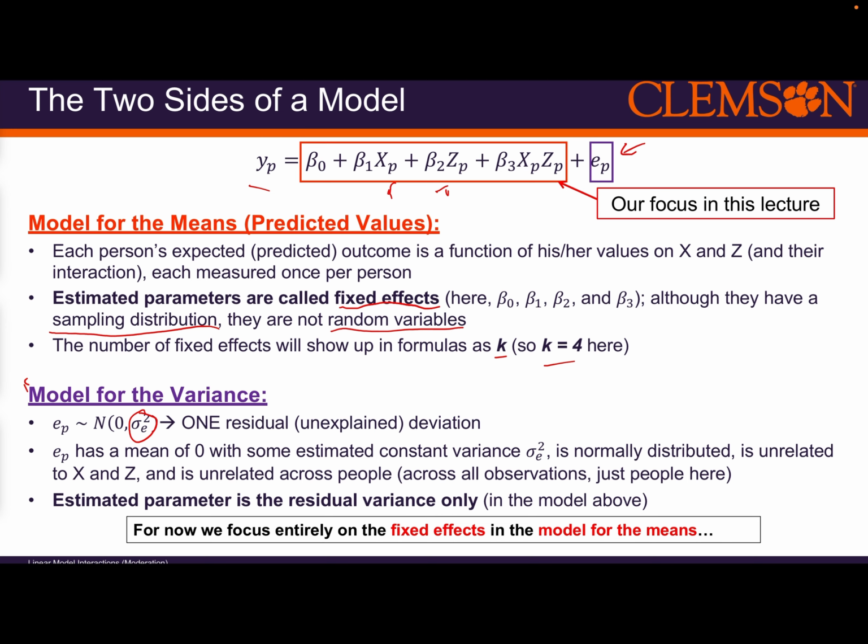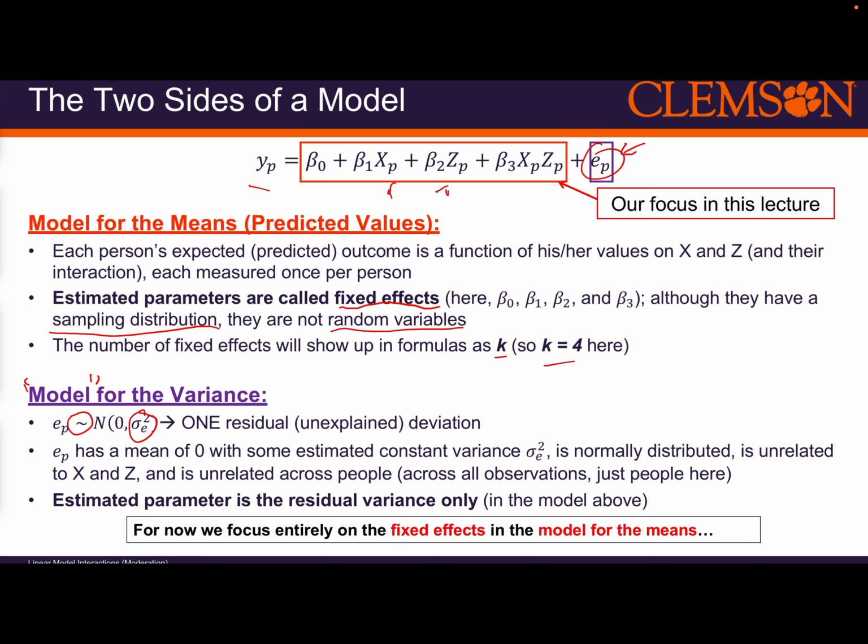Now, in the model for the variance, again, I'll put model in quotes. There is one residual, this error right here. Now, if you're only familiar with single level linear models, you will say, well, yeah, there's always one residual. But as we get more advanced, as we get into variance components or mixed effects models, there will be more than one residual, more than one dimension of sampling, really.